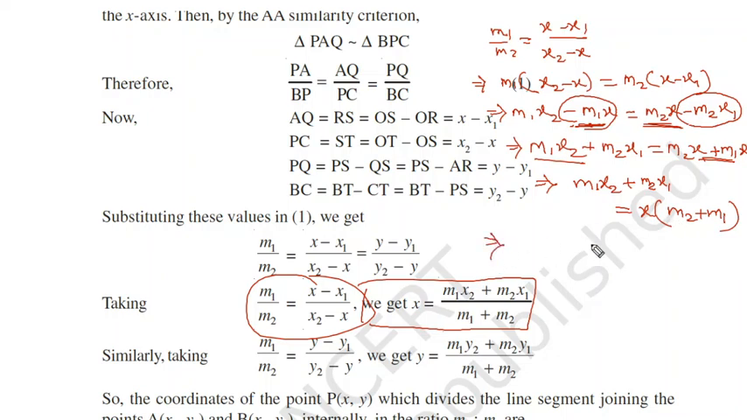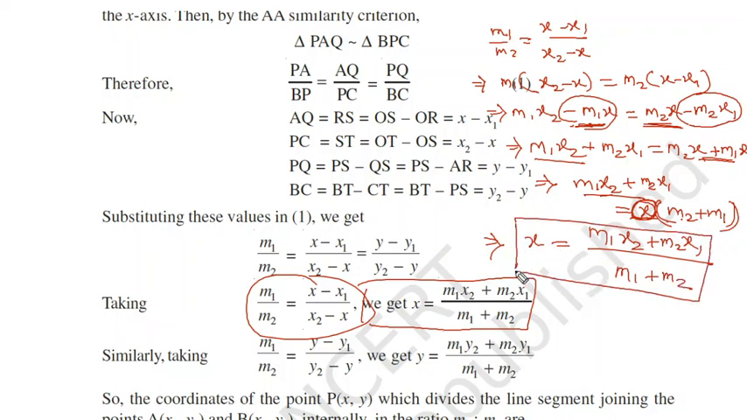Now, if we take x as constant and keep the x here, and bring m2 plus m1 to the LHS, then what will happen? m2 plus m1 will be divided here. Okay, so now what will happen? x will be equal to m1 x2 plus m2 x1 divided by m1 plus m2. So this is our formula for x.